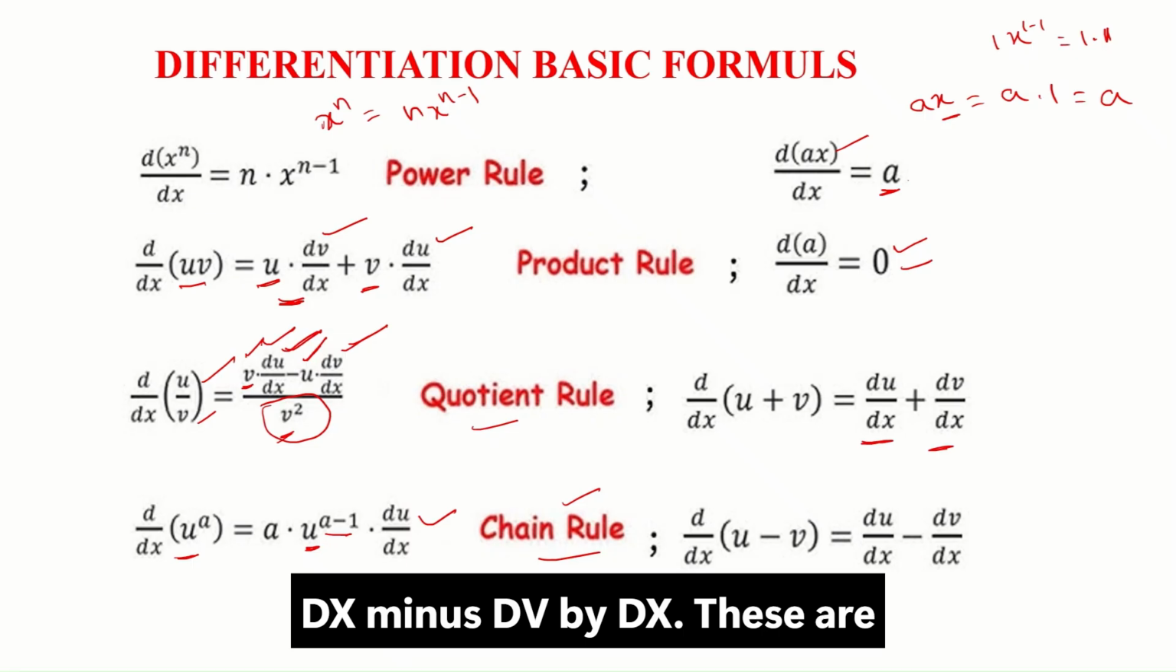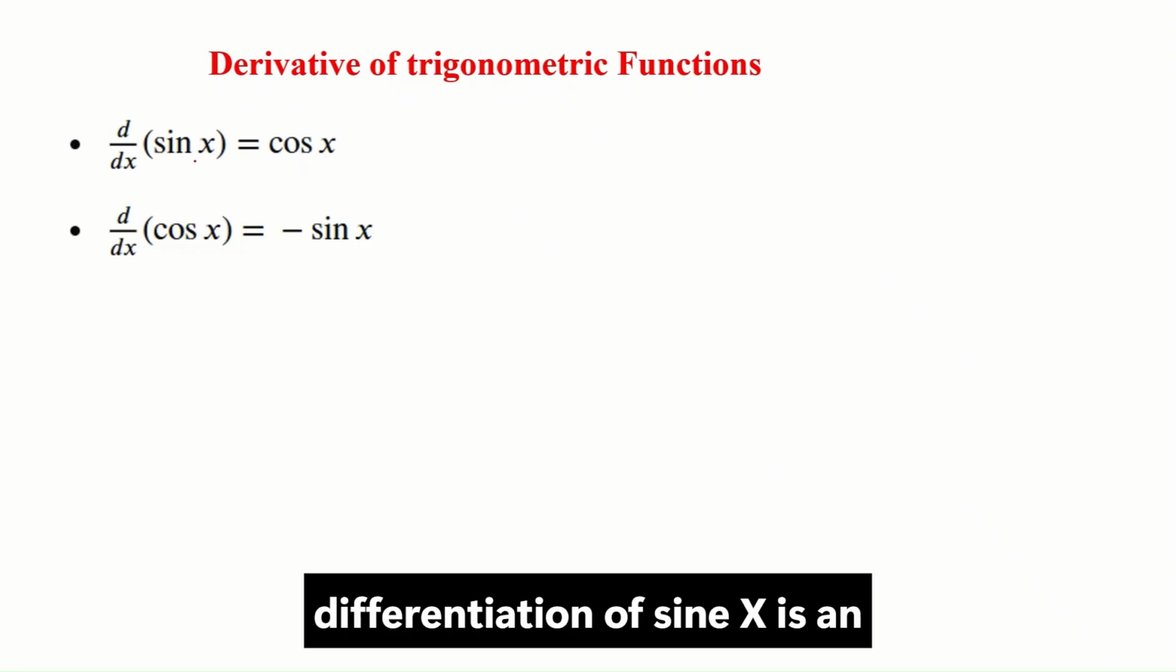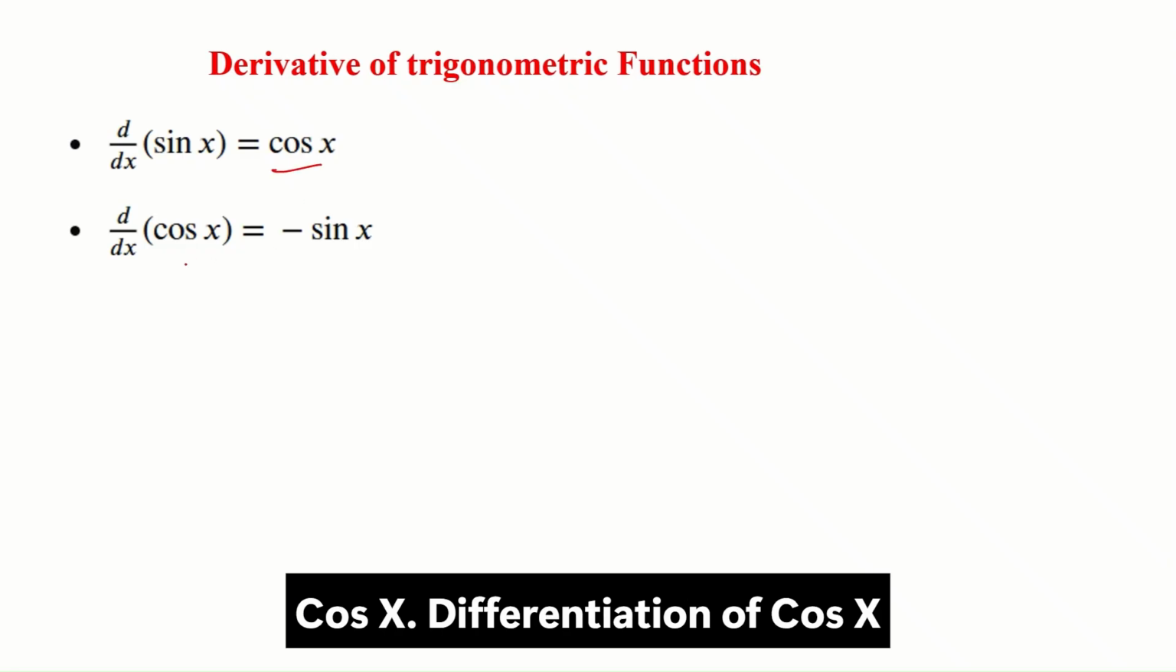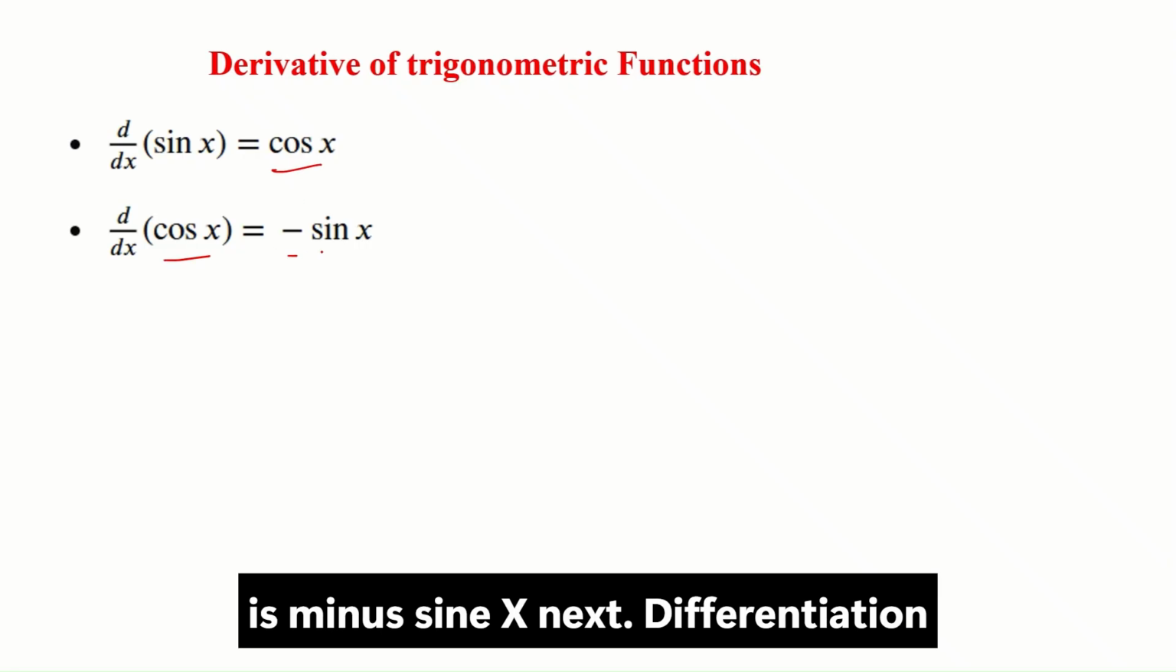These are some basic formulas. Next, differentiation of trigonometric functions. Okay, now first, differentiation of sin x is cos x. Differentiation of cos x is minus sin x.